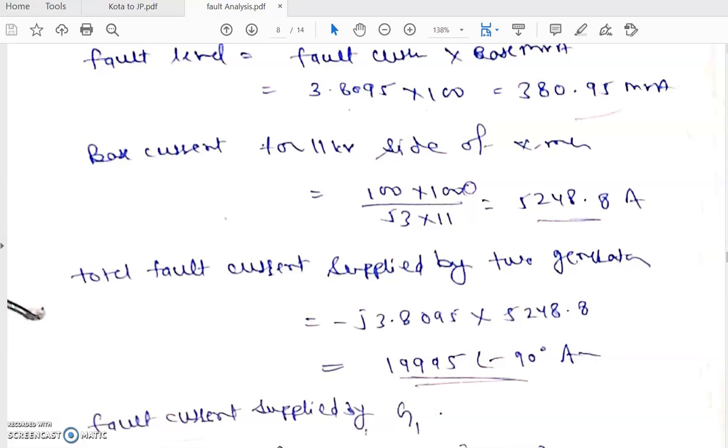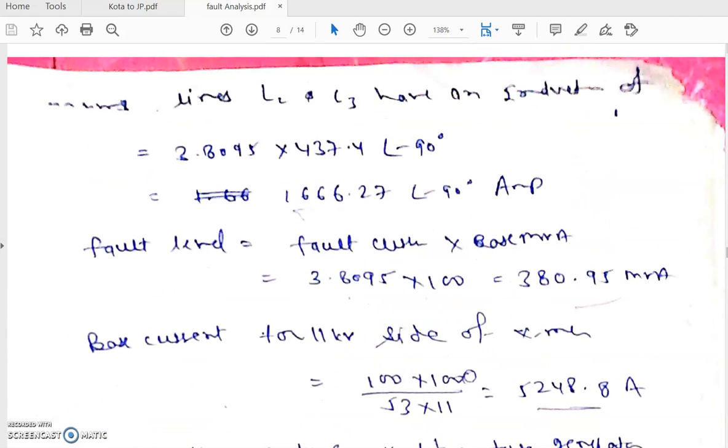One more thing calculated is the fault MVA or fault level. Fault level is nothing but the fault current times the base MVA. This is called the fault level. So this is calculated in this numerical.